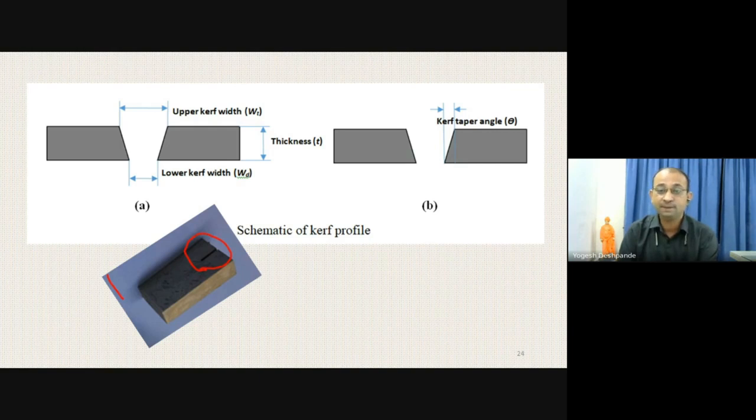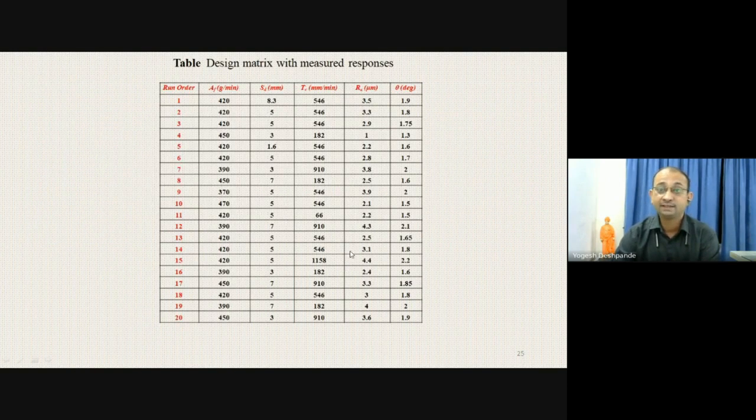Also, the kerf taper angle is measured with the relationship of the upper kerf width minus lower kerf width divided by 2t, so the kerf taper angle can be calculated. And the values of surface roughness and theta are tabulated against the input parameters for the 20 experiments.